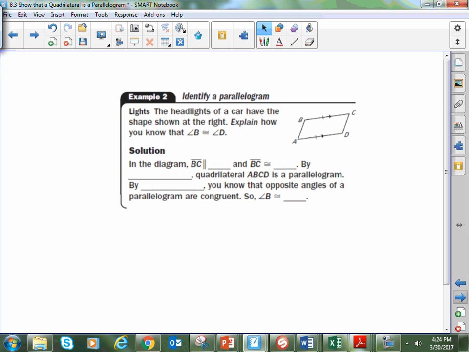So looking here at example 2, we have the lights of a car that are shaped in this diagram here. How do I know that angle B and angle D have to be the same? Now again, try not to pay attention to the fill in the blank stuff that's provided for you. Let's just try and think our way through it.